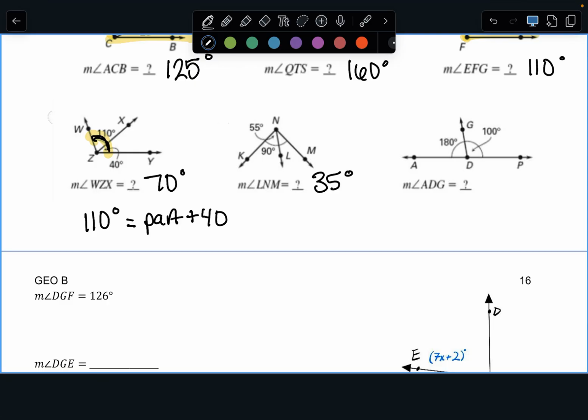And then the last one, the whole thing is 180. This piece is 100. What's my other piece? 180 is my whole thing, 100 is my other piece. Yep, 80 for this one. 180 minus 100. We have one more example, team, and then we're done.